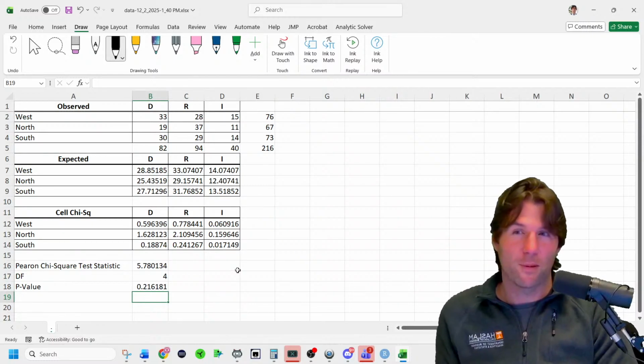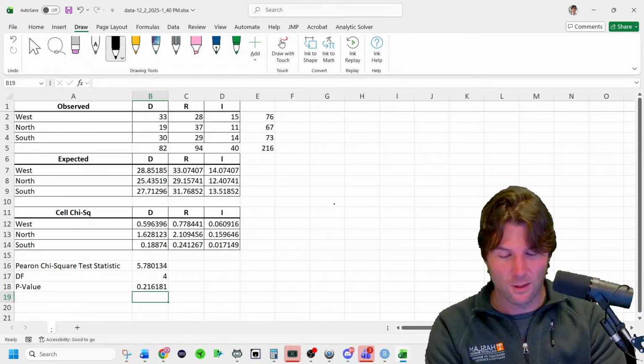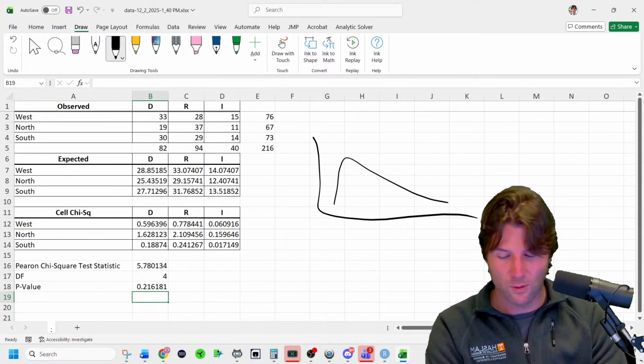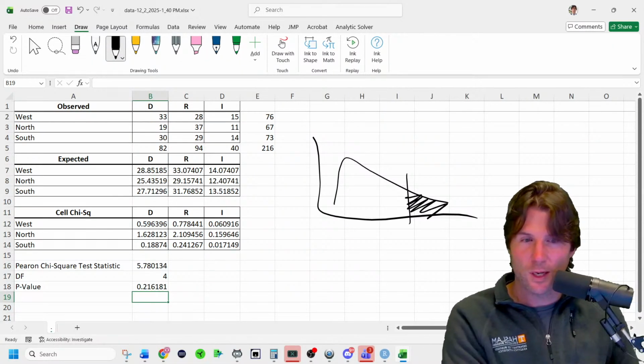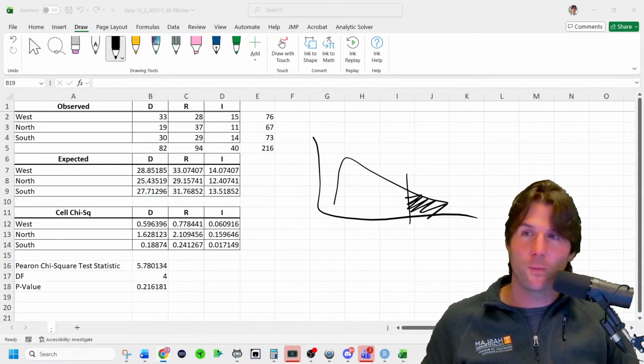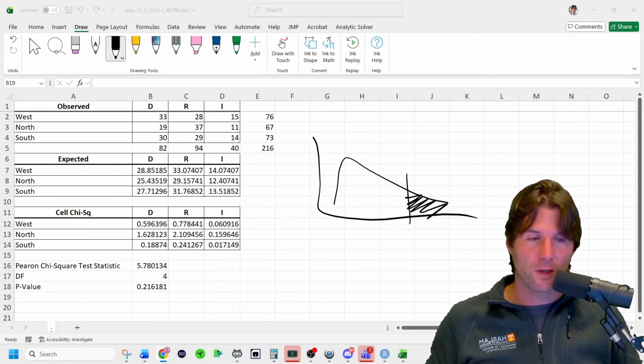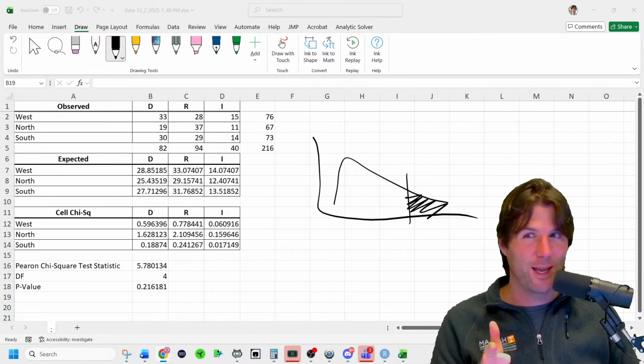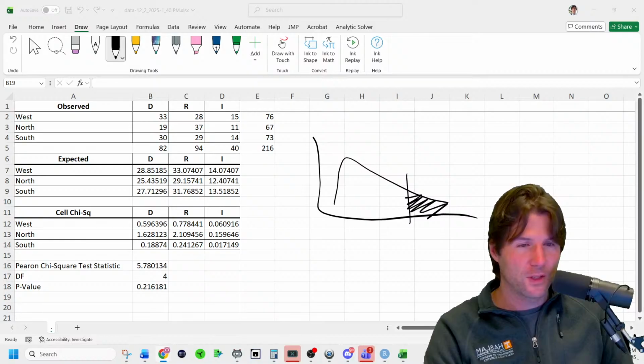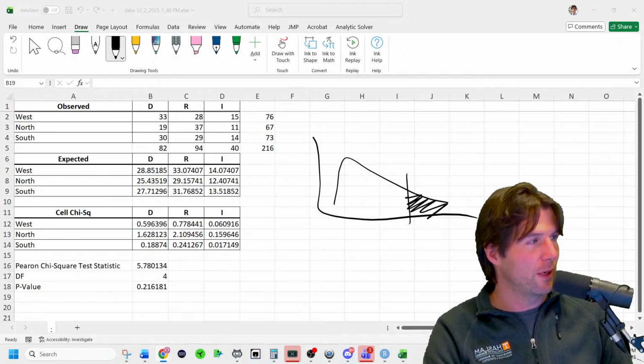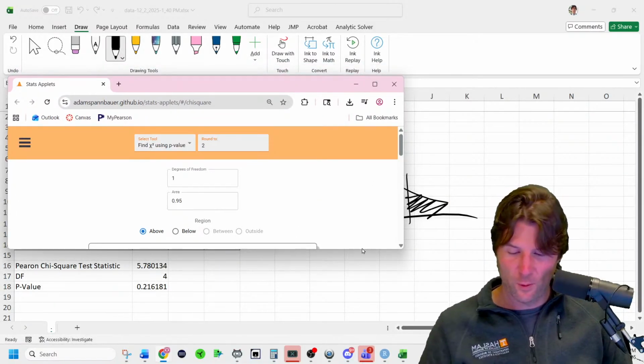I'm going to draw with my pen. Chi-squared with 4 degrees of freedom is going to look something like that. That's a chi-squared with 4. So we landed over there-ish. We can see the actual chi-squared and do it the more traditional method of drawing it out. If we go over here to the chi-squared applet from Adam Spanbauer, here's the chi-squared applet. So you could go in and put a chi-squared of 4.